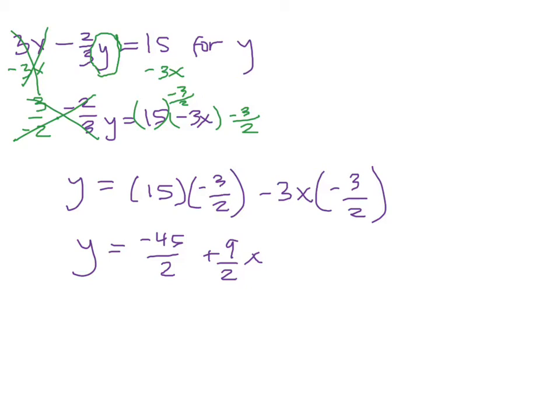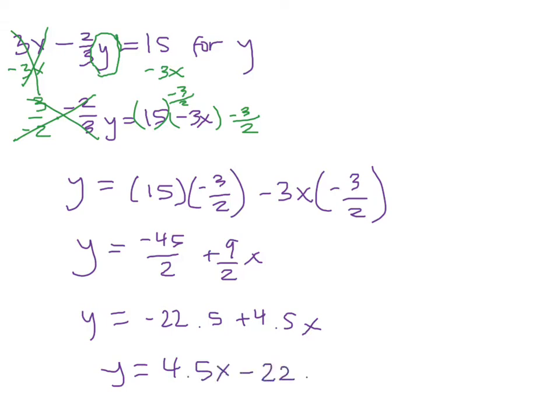You could keep this like that, or you could simplify it further. So if you go the step further to simplify and divide these, that will give us negative 22.5 plus 4.5x. And you can rearrange that so that the x term comes before that constant. So really, any of these last three would all be correct answers. I'll do one more example.